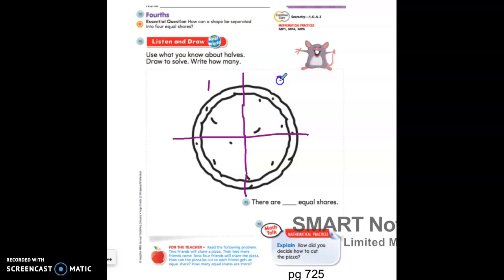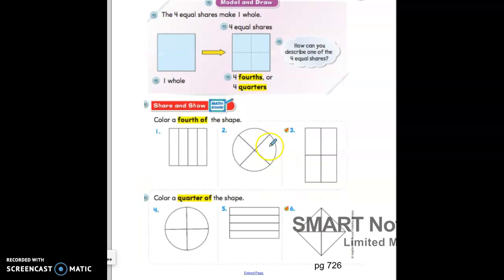Here's 1, 2, 3, and 4. There are four equal shares. The four equal shares make one whole. Here's one whole, and when we divide it into four equal shares, we call that fourths or quarters. Whenever we say a fourth and whenever we say a quarter, it means the same thing.